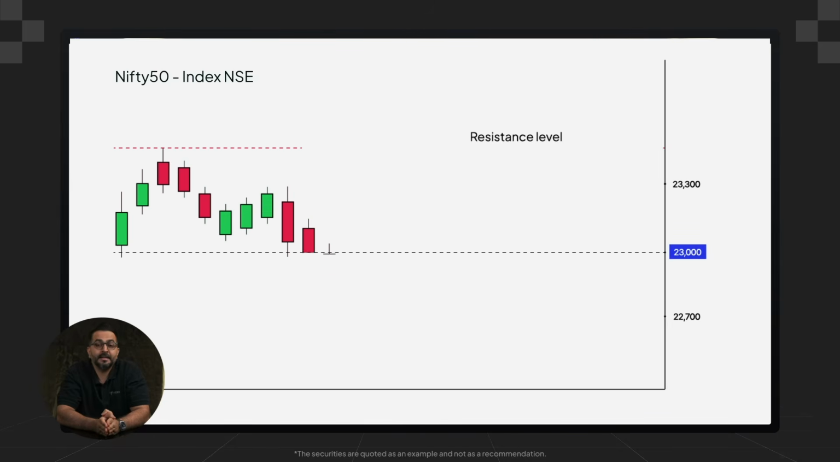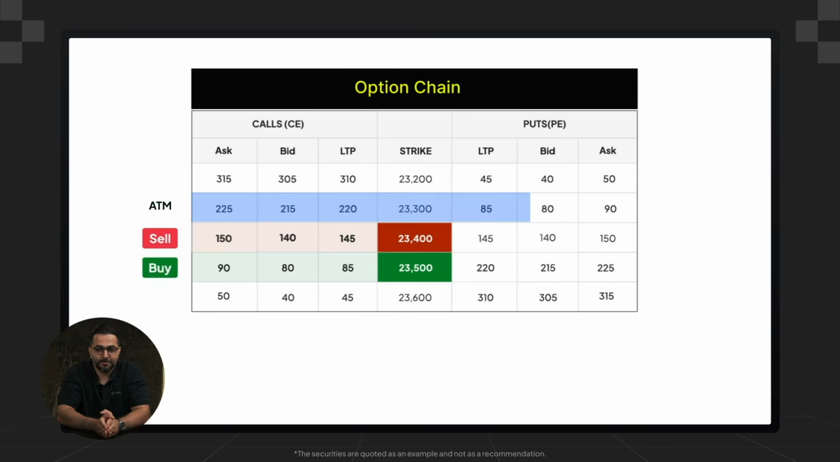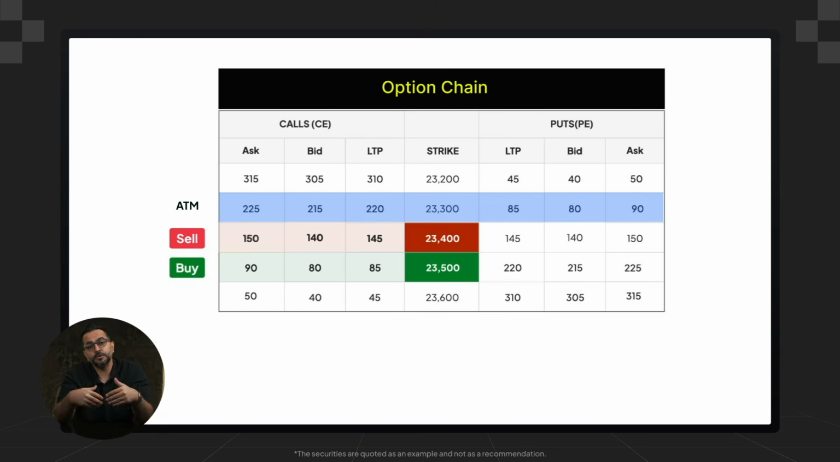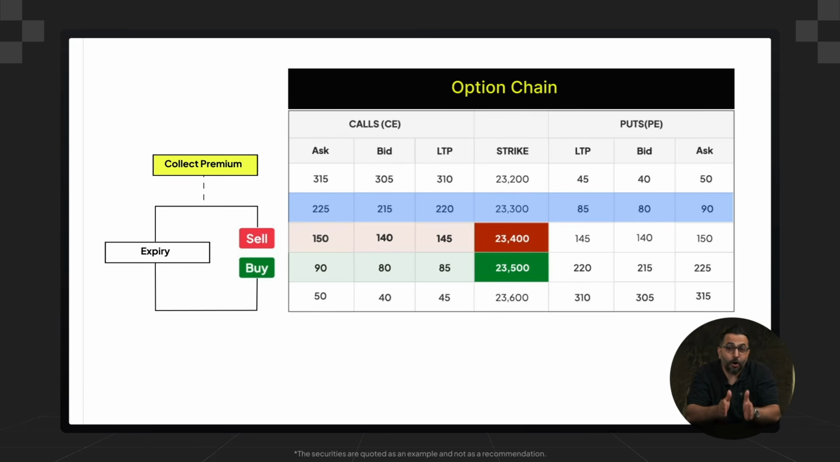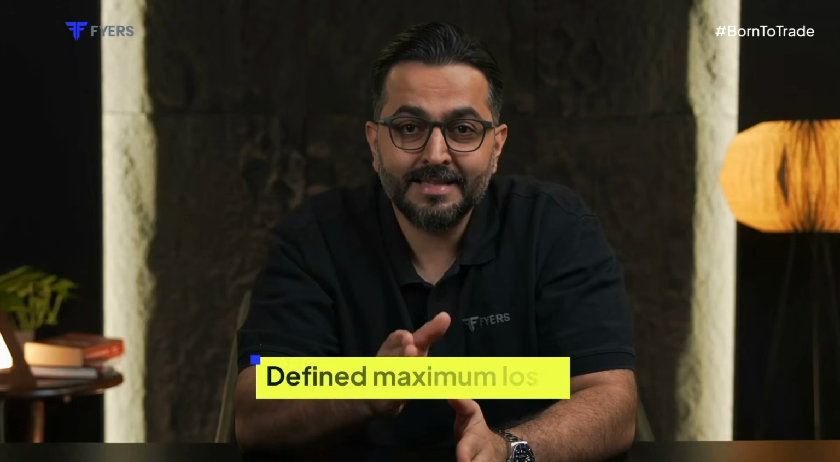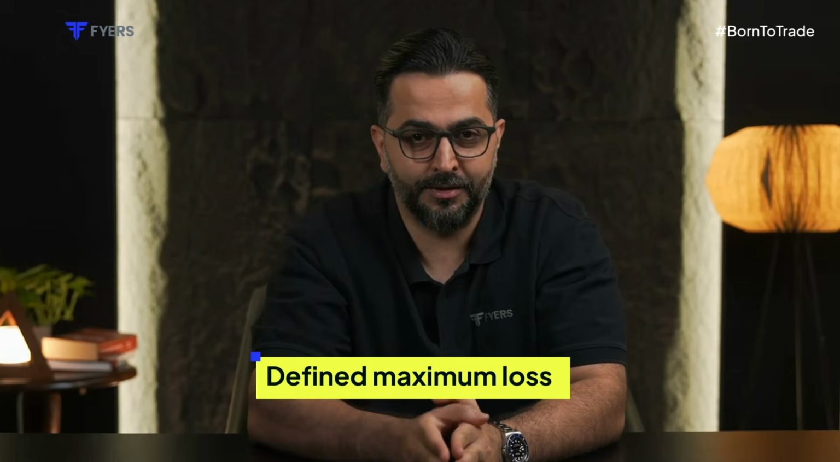A bear call spread is a bearish option strategy used when you expect the market to stay below a particular level. The structure is simple. You sell one call option closer to the current market price. Then, you buy one call option at a higher strike price. Both options are of the same expiry. The call option you sell helps you collect premium. The call option you buy limits your loss if the market moves sharply against your view. So unlike selling a naked call, your maximum loss is capped before you enter the strategy.